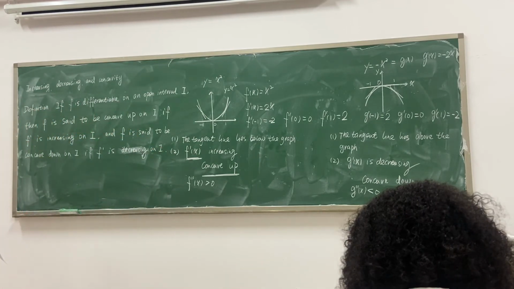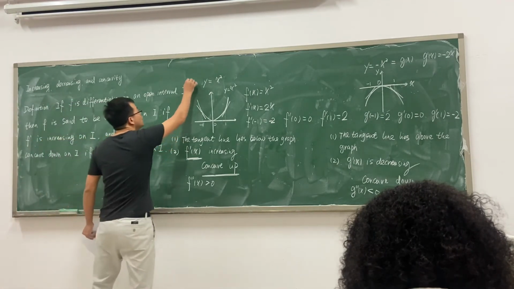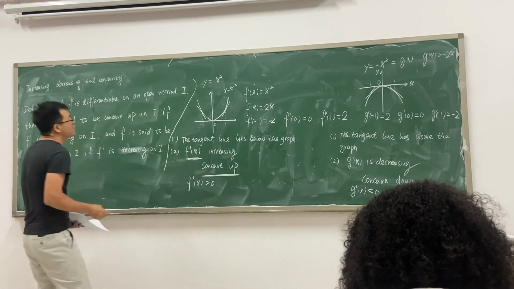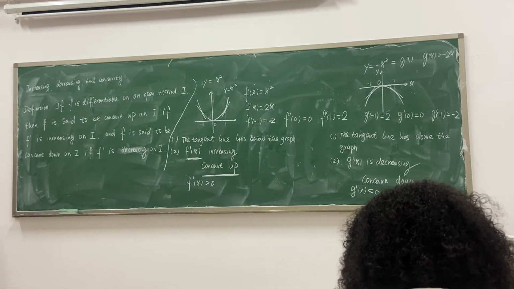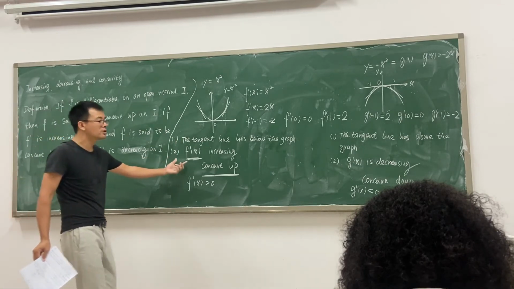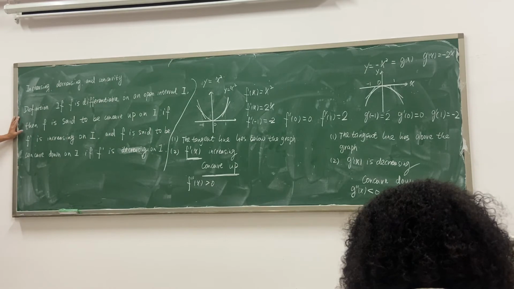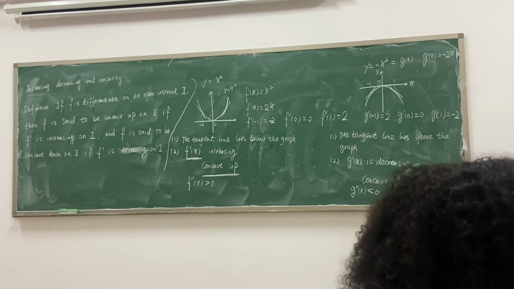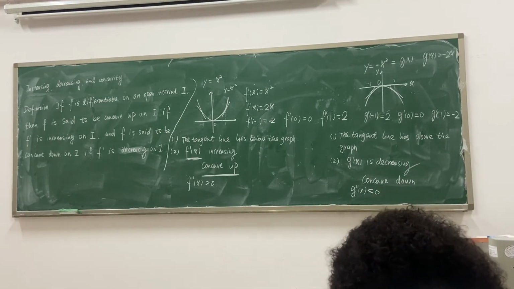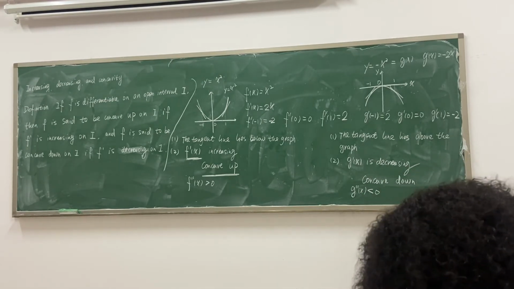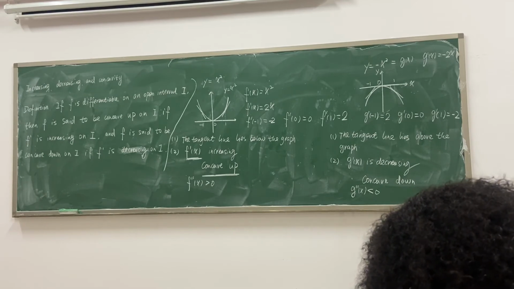So this is the definition. The definition uses the second derivative. Here, f is defined on an open interval I. Then f is said to be concave up. Concave up means f prime is increasing. F prime increasing, concave up. F prime decreasing, concave down.